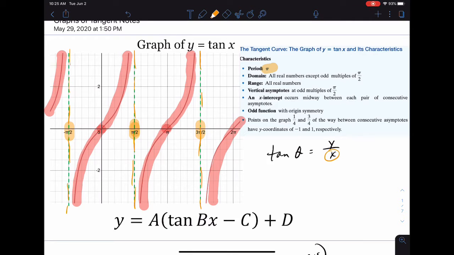Okay, the domain of this is just tangent of x. This is not any transformation. So this is strictly the parent graph here. The domain, you can see, is all real numbers except odd multiples of pi over 2: pi over 2, 3 pi over 2, negative pi over 2. That's where the asymptotes are. The range is all real numbers because the graph is going to go up to infinity and down to negative infinity. Okay, so x-intercepts occur midway. It's an odd function. Don't worry about that. We didn't talk about that this year. Okay, but that's what the tangent graph looks like.